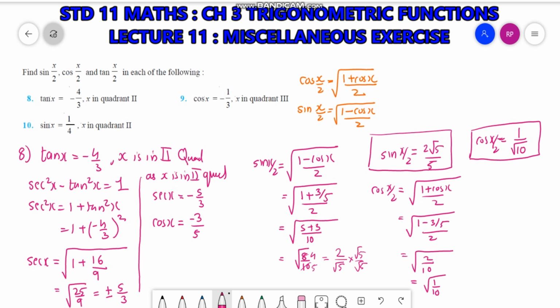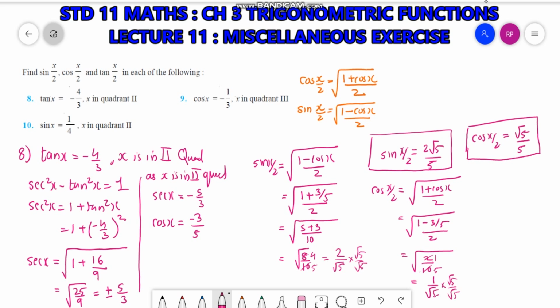Here, okay, sorry, there is a mistake. Here it's 2 by root 10, not 1 by root 10. So it will be 2 ones are 2, 2 5s are 10, so it will be 1 by root 5. So multiply by root 5, divide by root 5. I will get cos x by 2 equal to root 5 upon 5. Right, this is the value of cos x by 2.